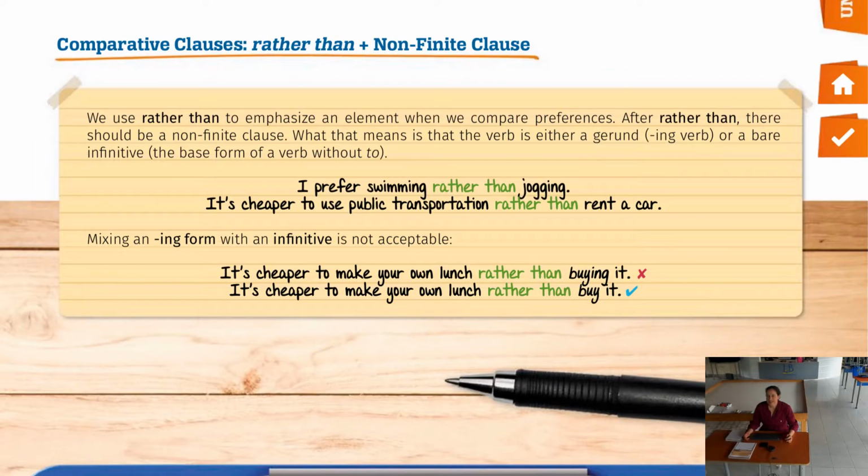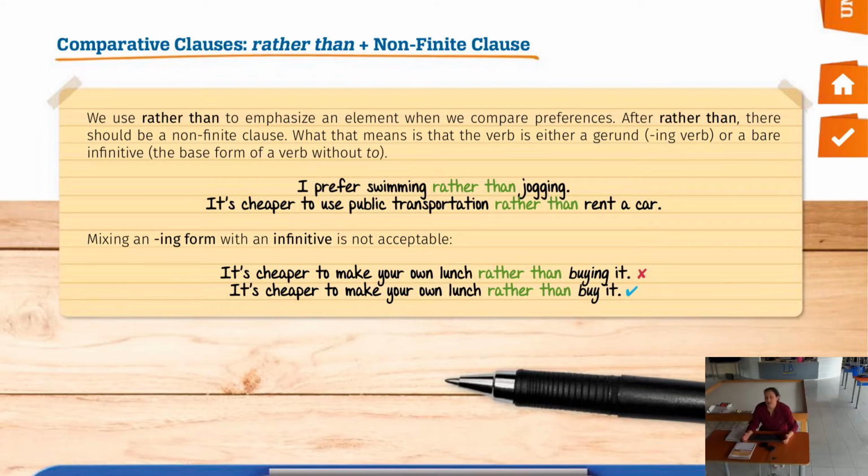Okay guys, so for this class, we're going to use comparative clauses with "rather than", right? I use these to emphasize an element when I'm comparing preferences, right? So it's that I would rather do something better than the other. Look at the examples. I prefer swimming rather than jogging. So you want to stress that your preference is for swimming. Jogging, not so much. Right?